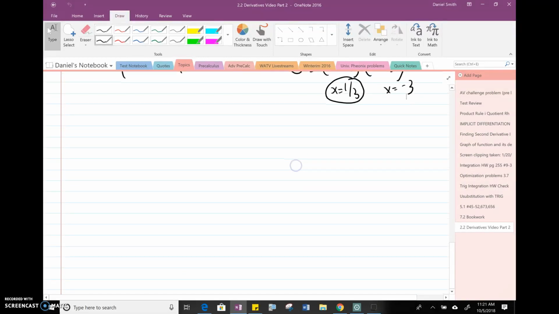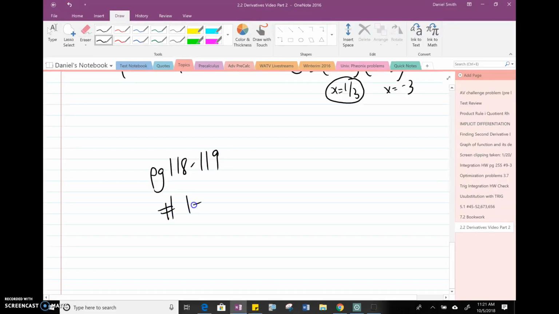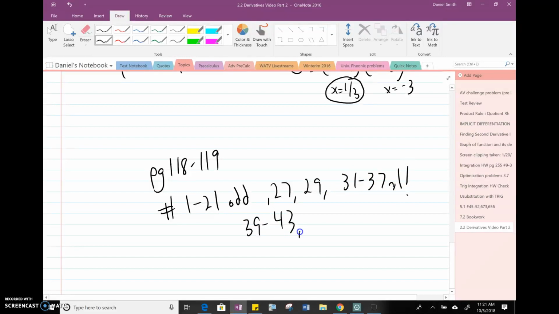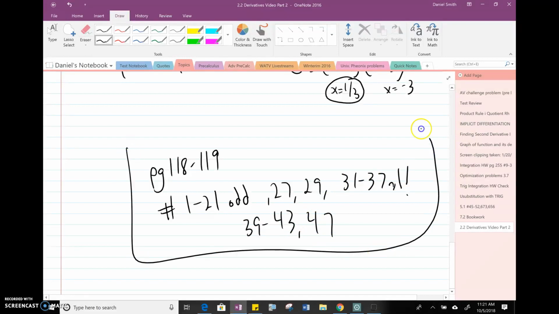So I'll go ahead and put the assignment here. It's also online, but you're going to practice tomorrow. I mean, technically you can do it ahead of time, but tomorrow you're going to practice this. It's problems 1 through 21 odd, 27, 29, 31 through 37 all, and 39 through 43 and 47. That should take the entire class, okay?